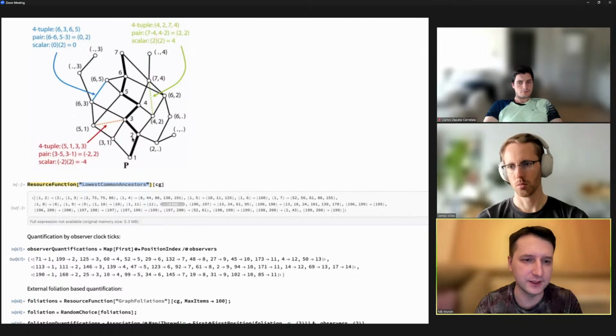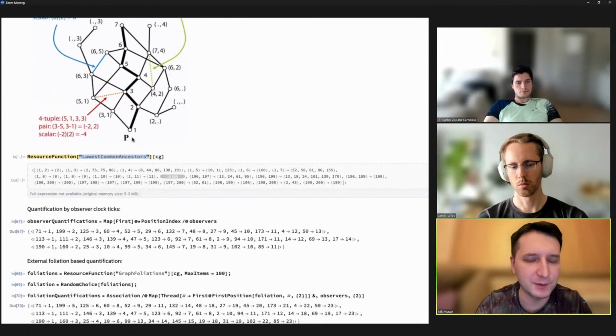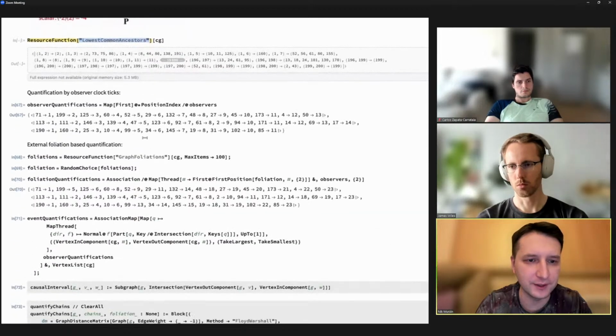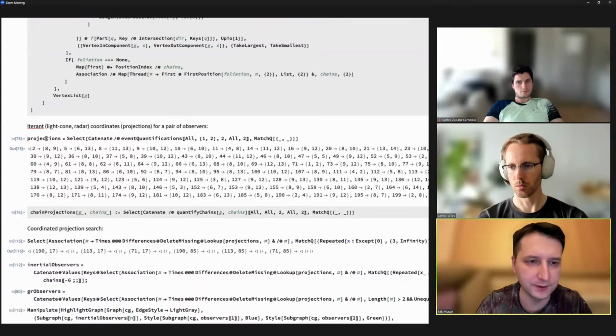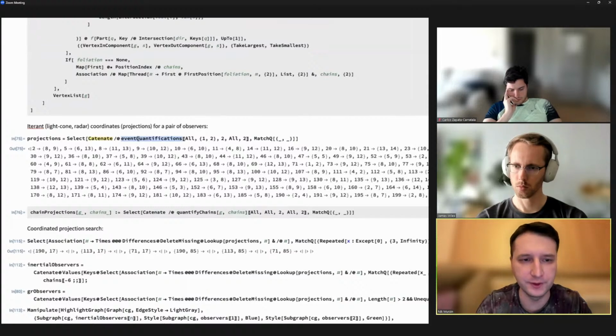All right. Maybe a different way of doing it. I think I've done it differently. For example, this thing, in the end, does exactly what it says. It quantifies all the events in that graph above relative to some observer pair.